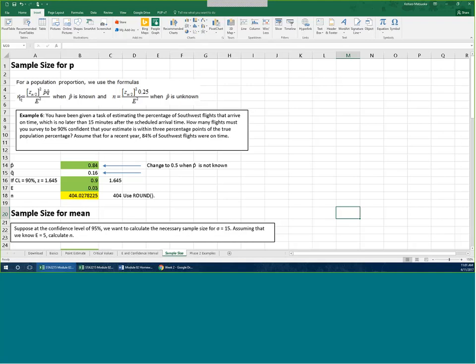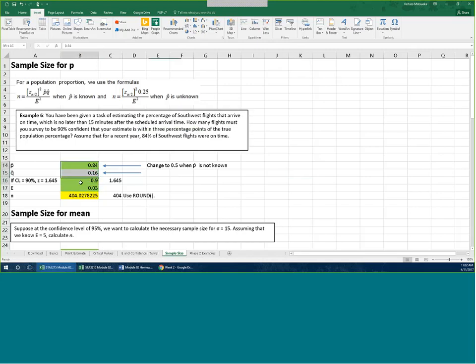So in order to calculate n, you need 4 things: z, p hat, q hat, and e, the margin of error. So where are those? Well, p hat in this case is 0.84 because that's the 84% that arrived on time. That makes q hat 0.16, 1 minus 0.84. What's the confidence level? It was given to us, 90%, so I'm going to put that in here, which makes the z value 1.645. What's the margin of error? Typically you have to calculate it, but for this problem it was given to you. That was 3 percentage points. If I convert that to a decimal, 0.03.